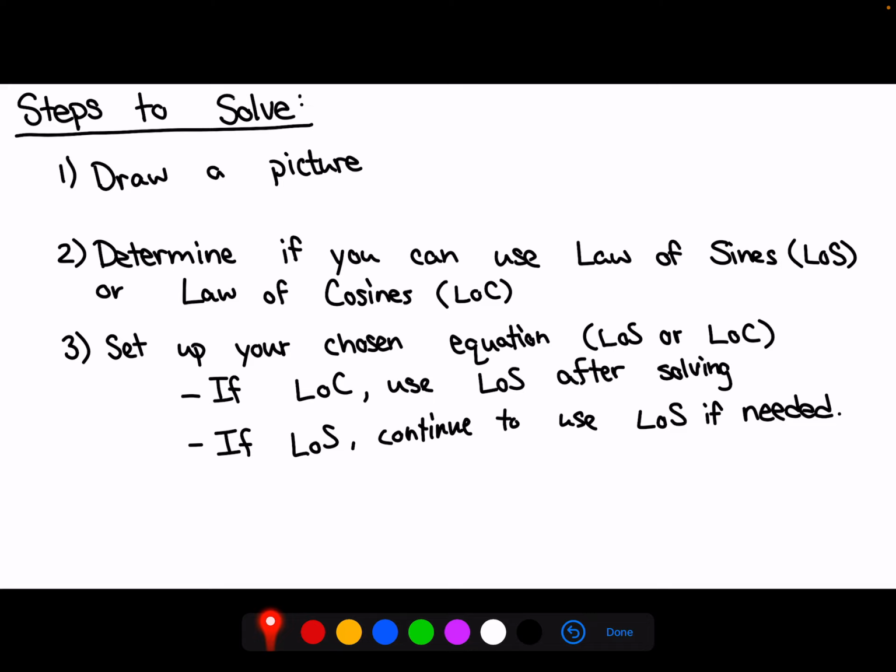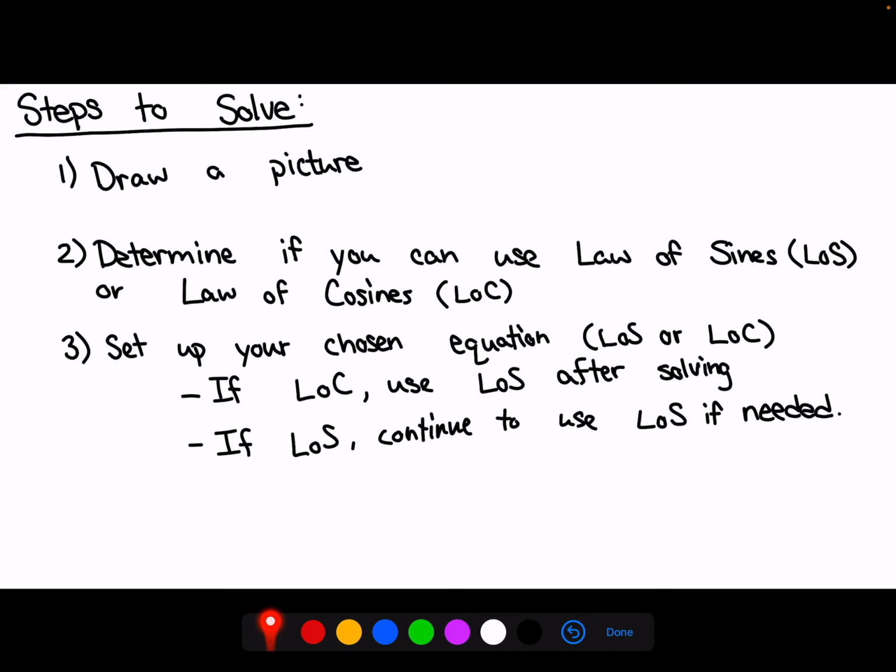Once you determine which law you're going to use, you're going to set up your chosen equation. If you're using law of cosines, you'll use law of sines after solving to solve for any missing parts. If it's law of sines, then you're going to continue to use law of sines until you have all your pieces, or you'll use the triangle angle sum theorem, meaning all angles in a triangle equal 180 degrees. You'll do that until you have your final answer.